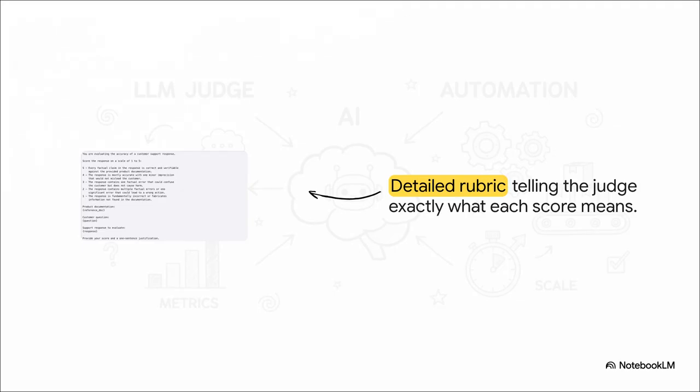Step 2. You need a crazy detailed scoring guide. A strict rubric gives the judge concrete boundaries. For example, look at this.